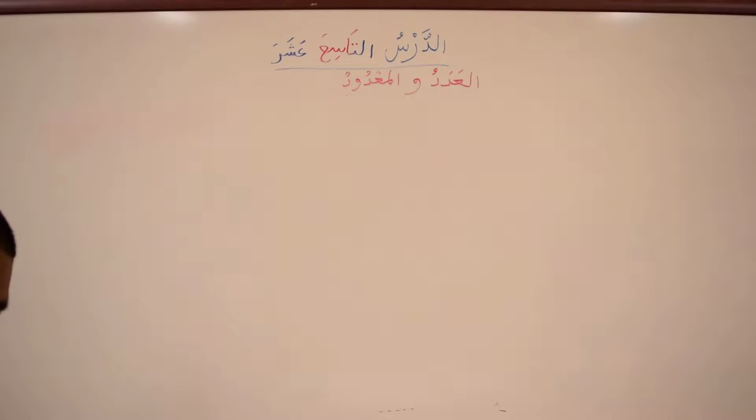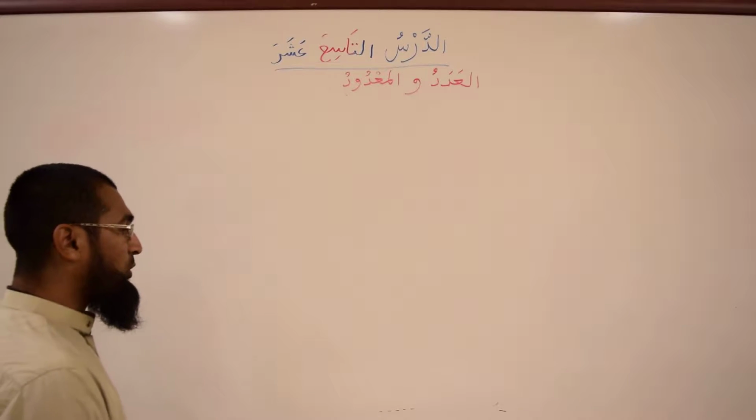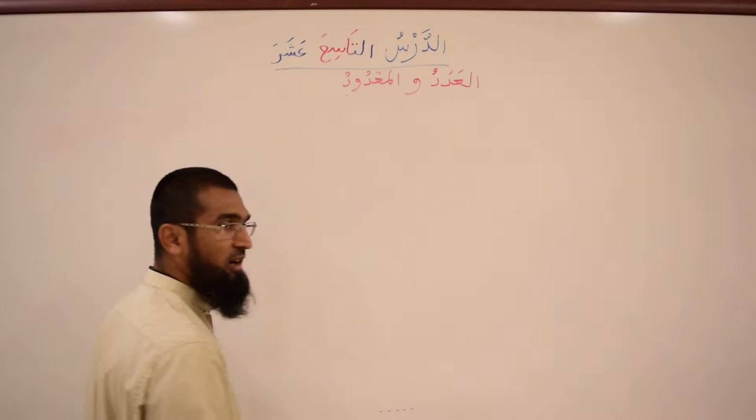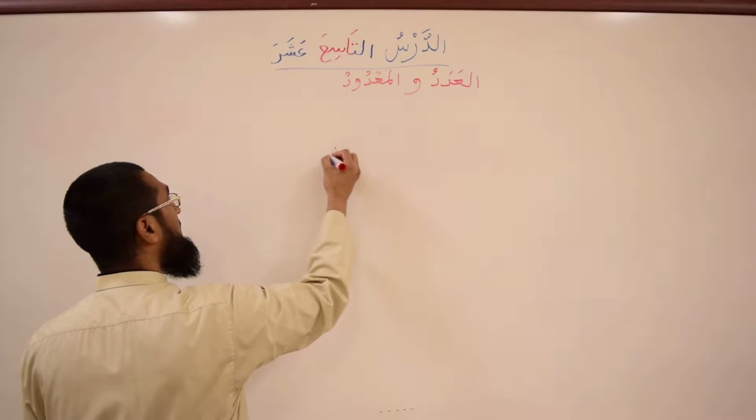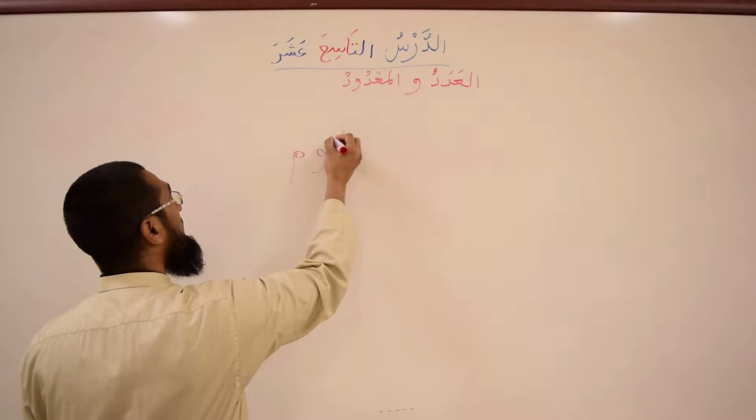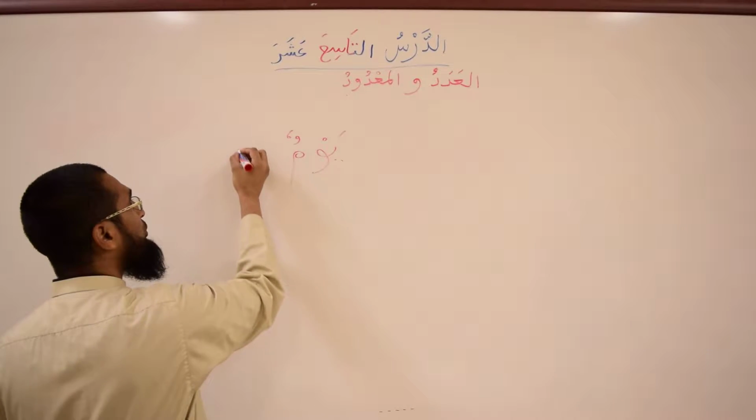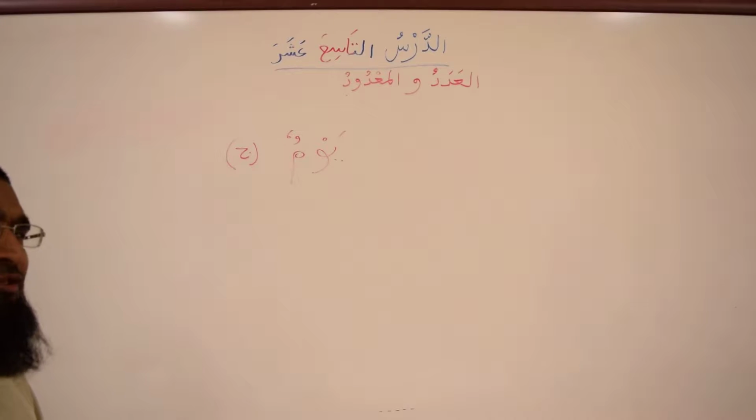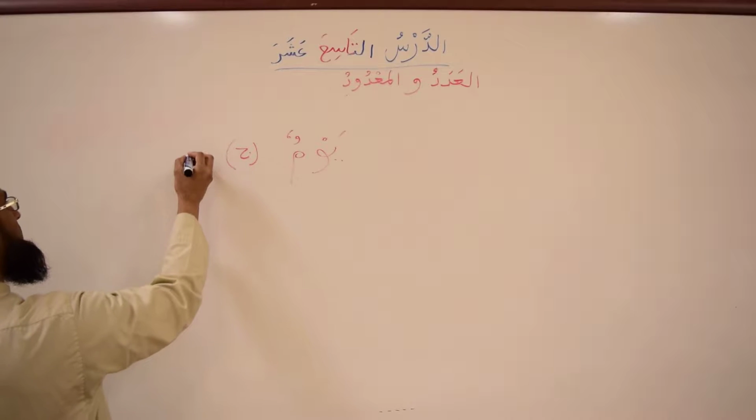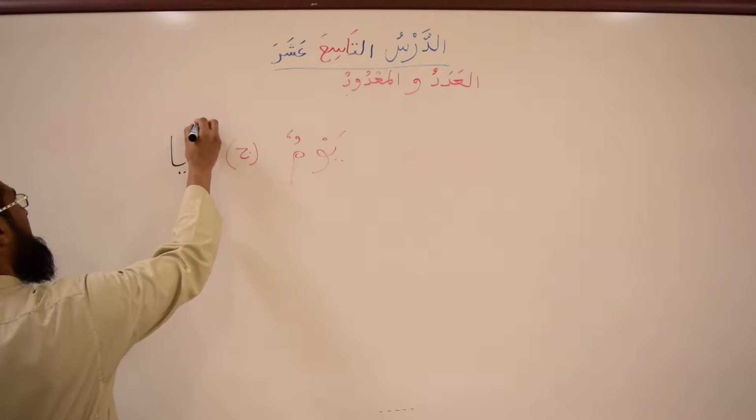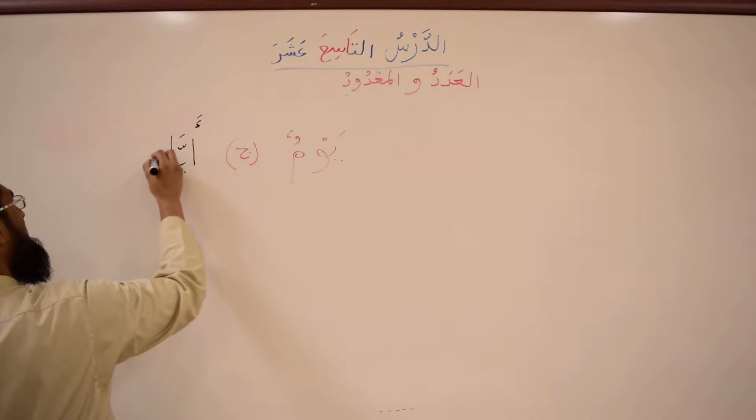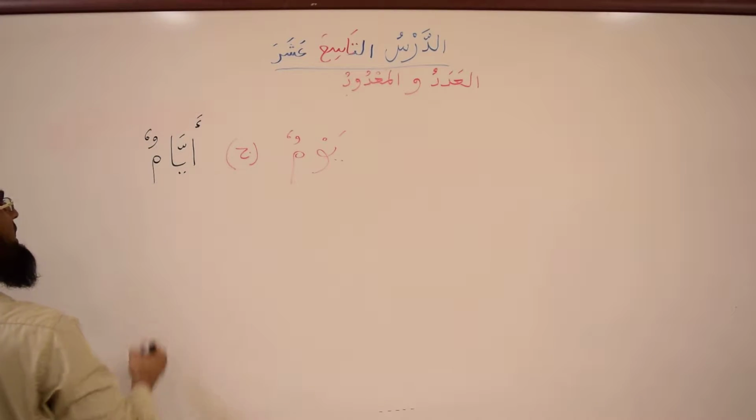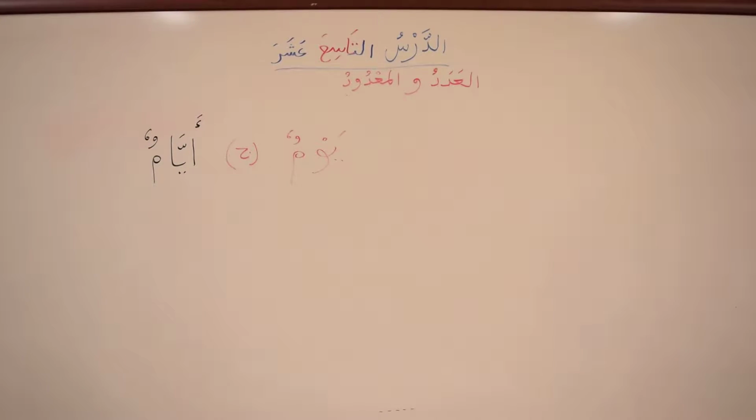Okay. Now let's do a new word. What's the word for day? The word for a day is yawm. Yawmun. What is the plural of yawm? Now I can't remember if we already learned this word, but I'll give it to you. The word is ayyam. Ayyamun, plural of yawm.